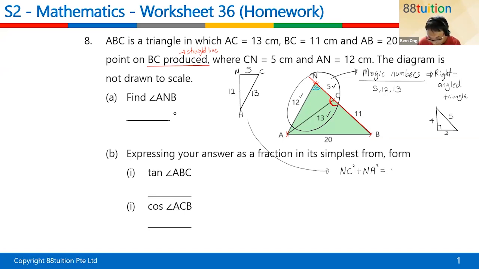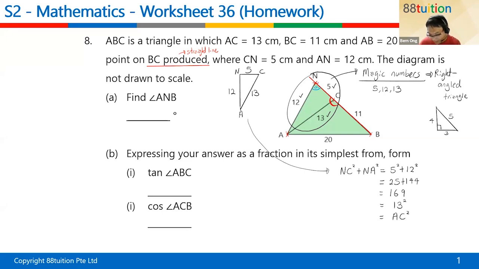NC squared is 5 squared plus NA is 12 squared, and you work downwards like that. Remember the format, please, children. Remember the format. Equal to 169. And 169 is actually 13 squared. Do you know that? Of course you know. And 13 actually represents AC squared.